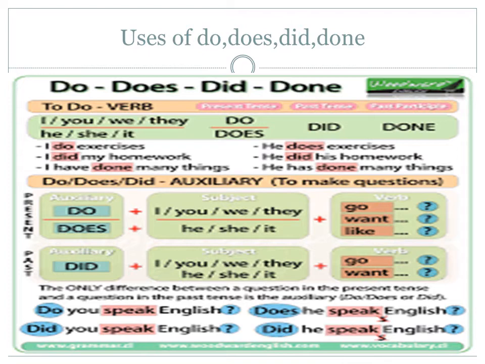For example, I do exercises. This is the present form of the sentence. But we change it with the third person singular. We use does. He does exercises. When we talk about the past form, we use did: I did my homework and he did his homework. I have done many things. He has done many things.